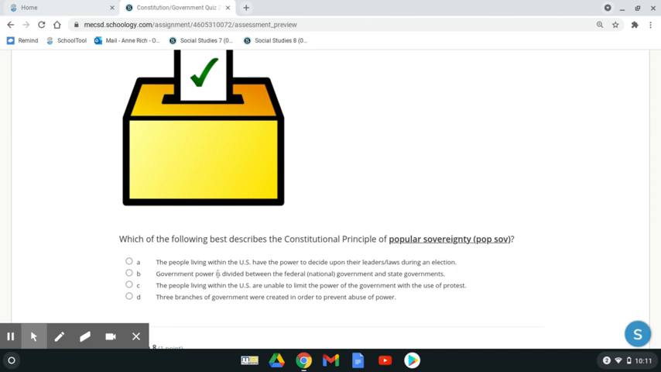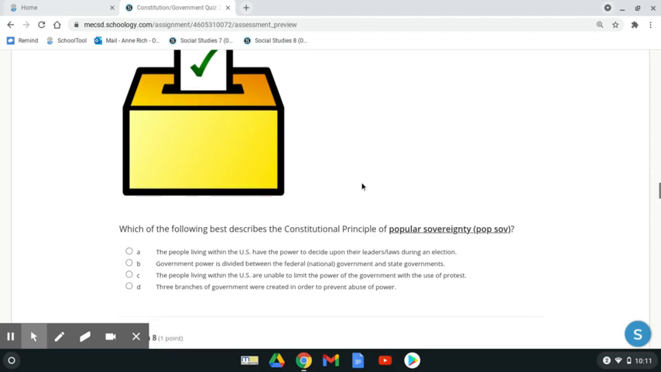B, government power is divided between the federal government and state governments. C, the people living within the United States are unable to limit the power of the government with the use of protest. Or D, 3 branches of government were created in order to prevent abuse of power. So take a look at the picture and make sure your answer reflects the picture shown.